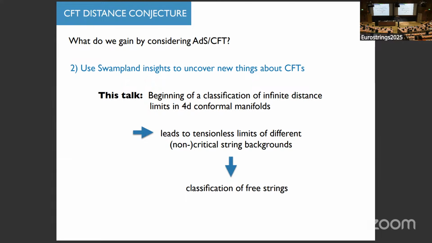In the gravitational dual this implies that some string becomes tensionless, and sometimes we'll see that they correspond to the critical string or to more exotic non-critical string backgrounds. So the question is, which strings can we have? What are the quantum gravity completions that we have in general for CFTs?